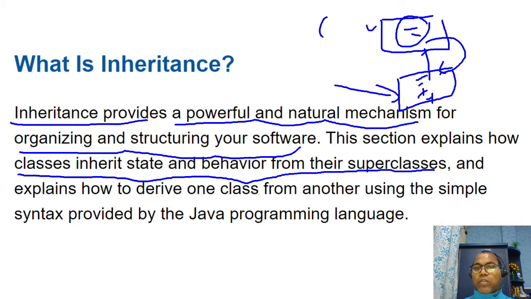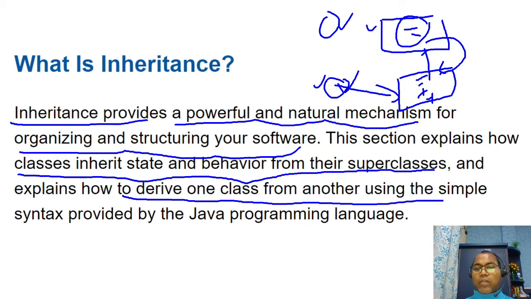So this class is known as a superclass, or your actual class. Sometimes this is known as a parent class, and sometimes the child class is called a derived class as well. You derive one class from another class using a syntax, and Java by default supports inheritance. So one class can inherit the properties and behavior, the state or behavior, of any existing class. This is known as inheritance.